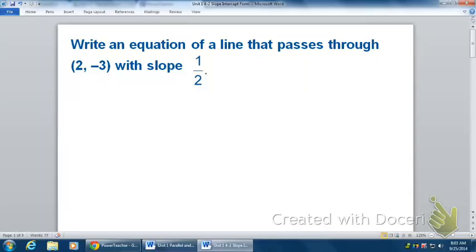So it gives you a point and a slope, and it's wanting an equation of a line. Okay? So you need to put this in slope-intercept form. Remember our y equals mx plus b.